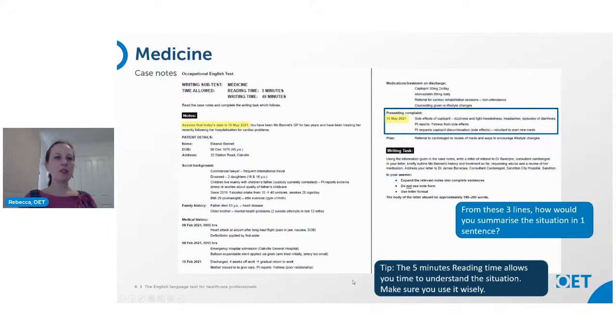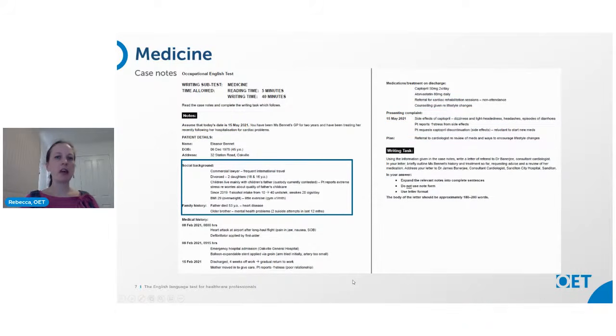So going back to the start of the case notes, we need to understand the background of the case from a social and family perspective. So have a look at these two sections in detail, the social background and the family history. You'll notice a lot of it is relevant, but type into the chat box in Facebook or YouTube if you can see anything that you think could be omitted.